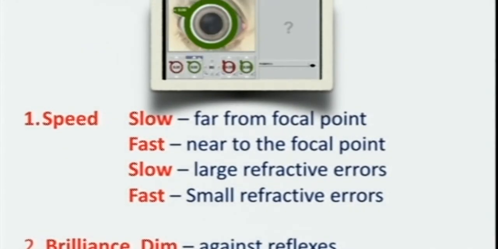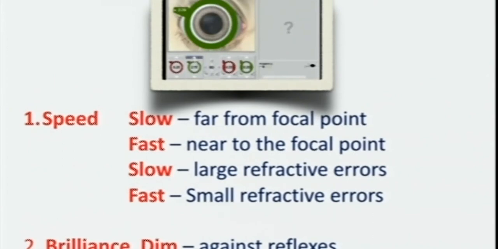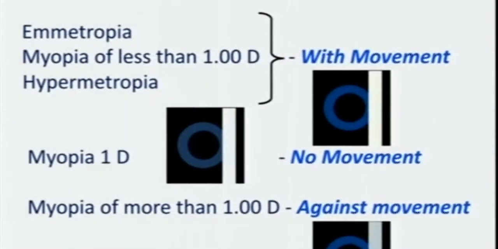The characteristic features, one would be speed. As you come closer to the neutralization point, it will become faster. As it goes very far off, on the other side or this side, it is going to be very slow. Larger refractive errors will show slow movements and small refractive errors fast movements. As it becomes brighter and brighter, that means you are coming closer to the neutralization point. So these are the features which will help us to determine whether you are away from it or not.